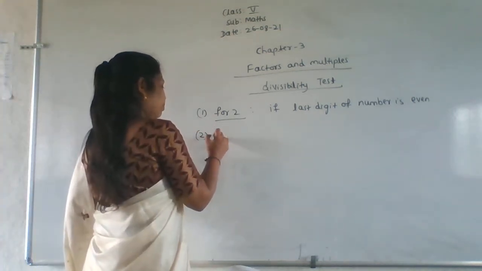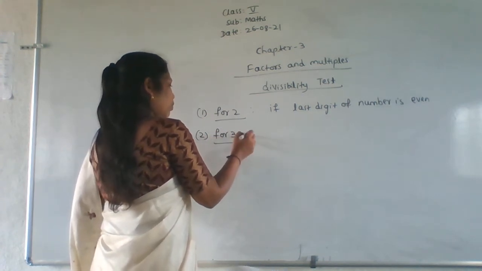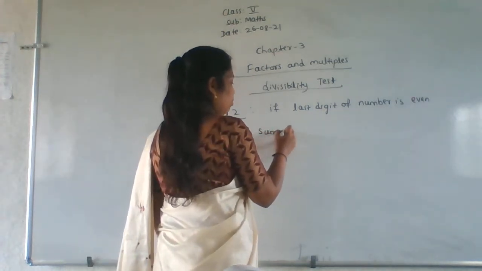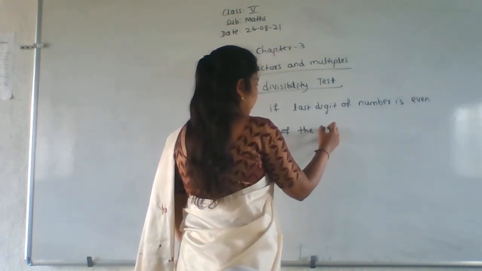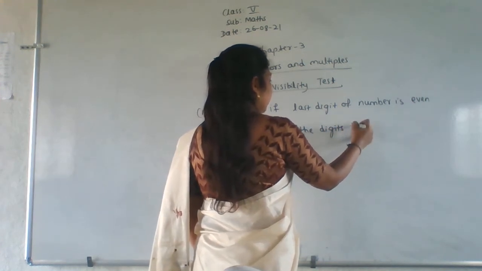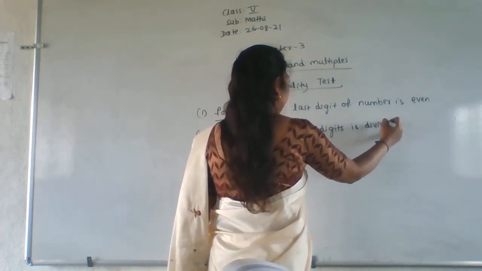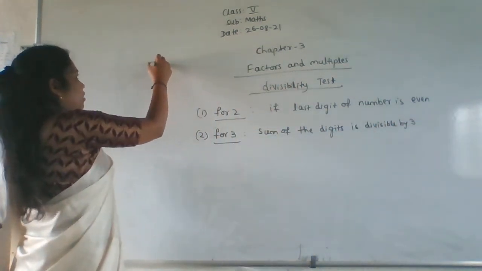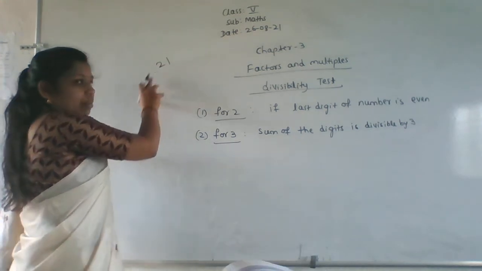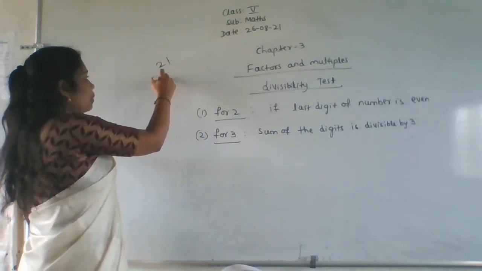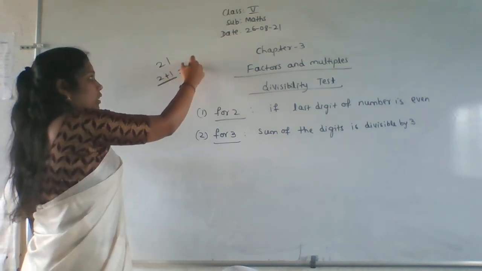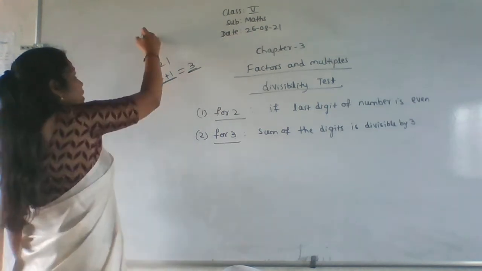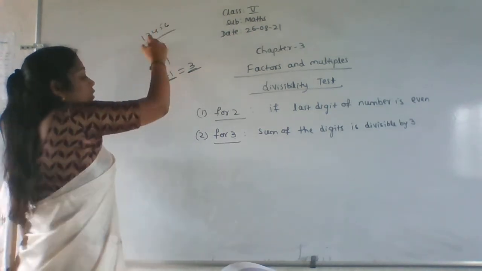Next, for 3. For 3, what is the rule here? Sum of the digits is divisible by 3. See here, if the number is like this, 21. If the number is 21, how to check here? 2 plus 1. 2 plus 1 is what? 3. 3 is divisible by 3? Yes, like that, okay? So if the number is larger, then take the sum of the digits.